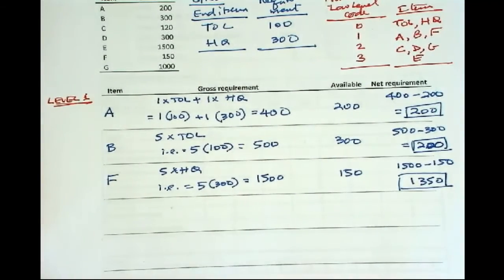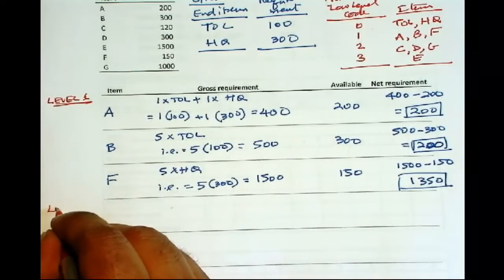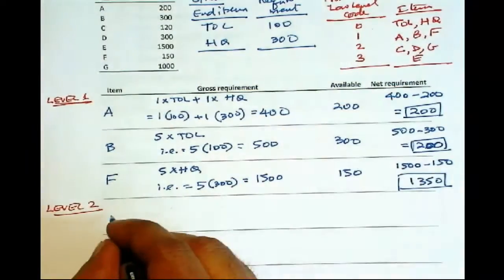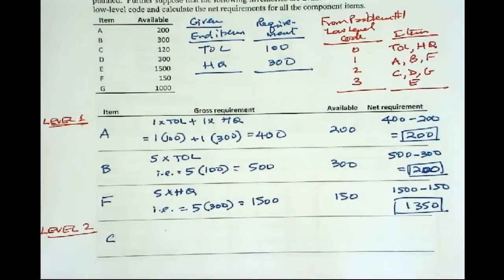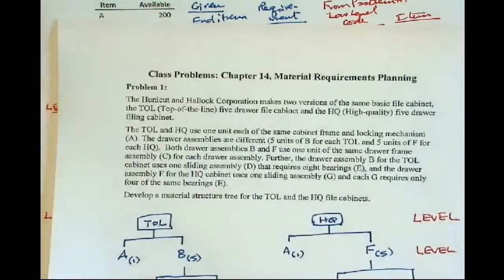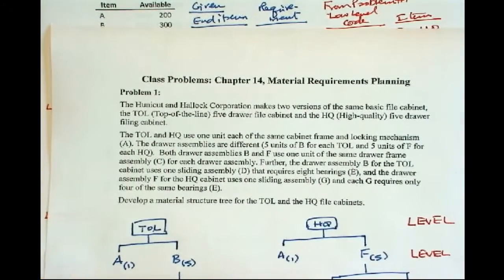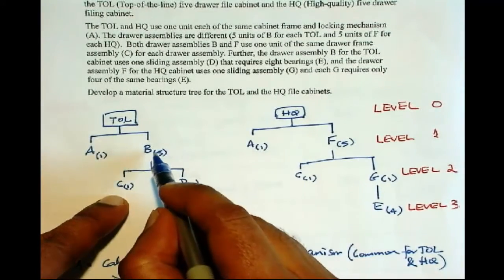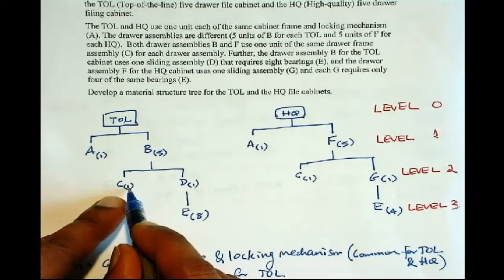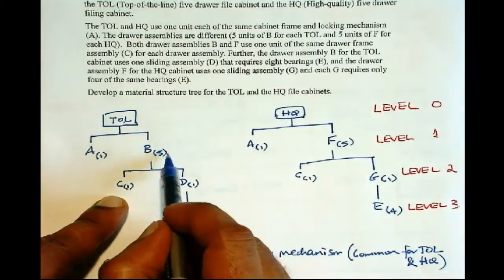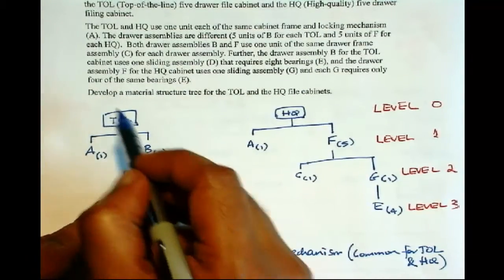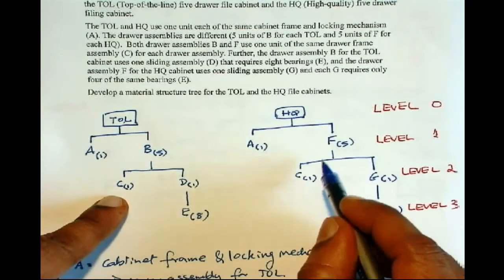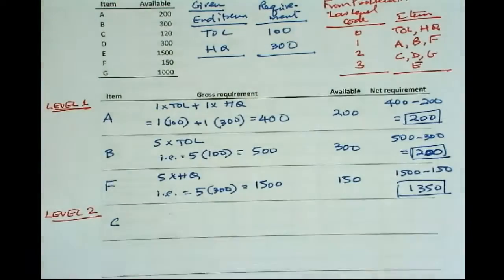Now we are done with level 1. Okay, let's do level 2 now. C. Now C, there are two different instances of the same C. One is for B, so 1 unit of C for each B. Don't get confused with that 5. This 5 is related to TOL, not down here. 1 unit of C for each B and 1 unit of C for each F.